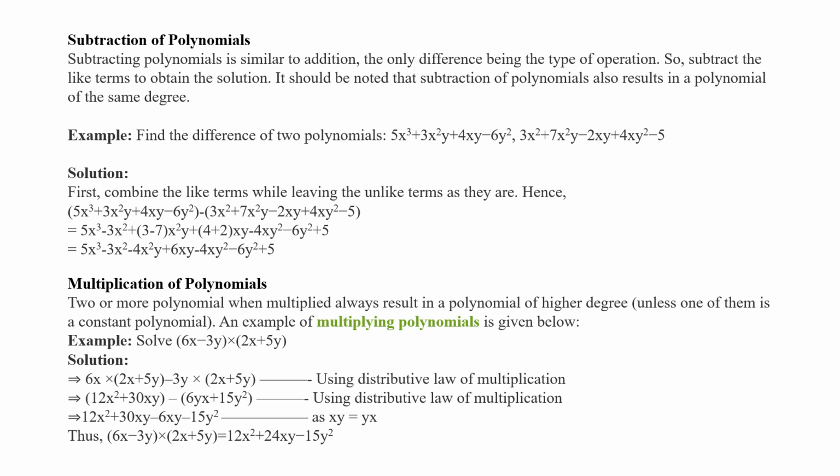So you have a negative sign here. Just open the bracket: minus plus minus. So 12x square as it is, plus 30xy, and minus 6xy, which is similar, minus 15y square. So the simple expression is 12x square plus 30xy minus 6xy, which is 24xy, minus 15y square.